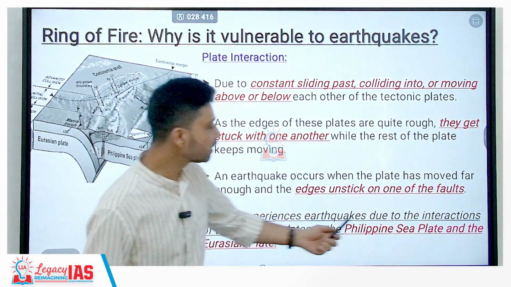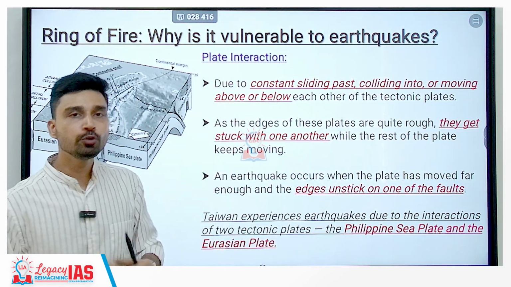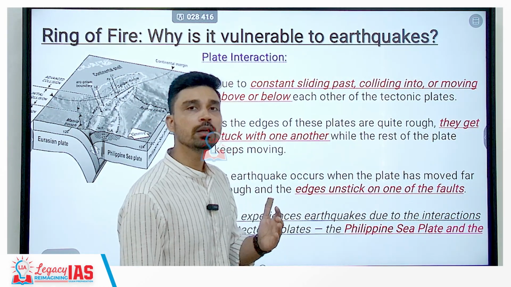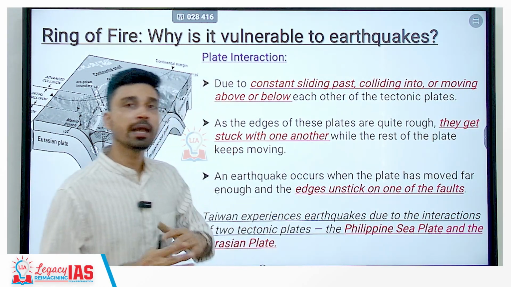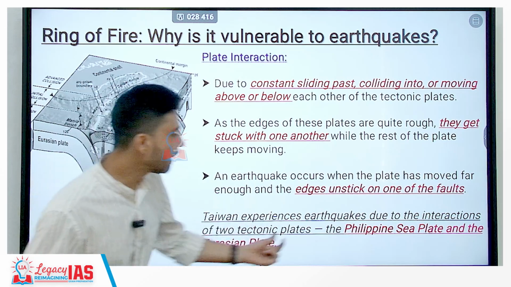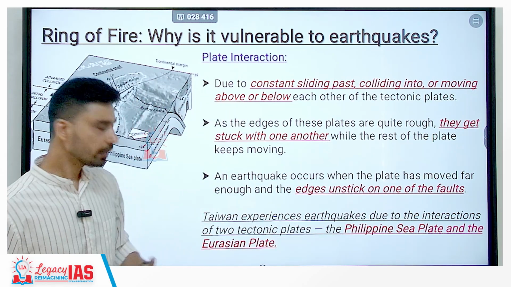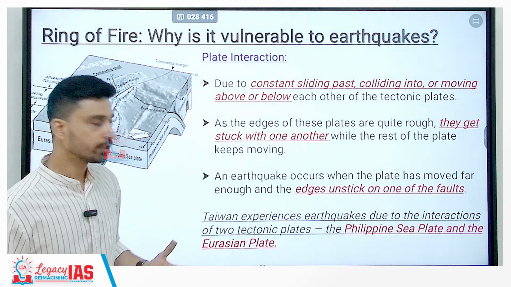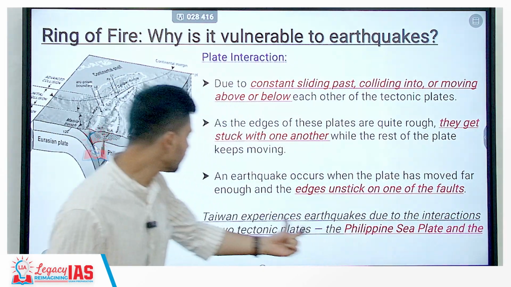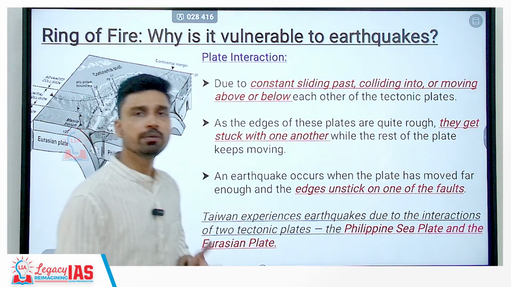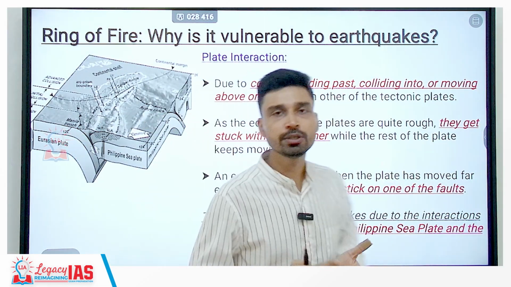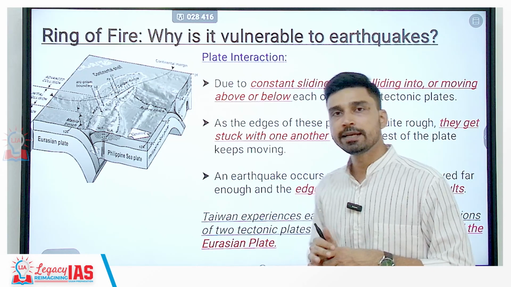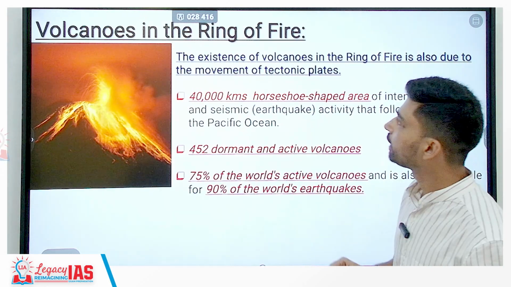Taiwan experiences earthquakes due to the interactions of two tectonic plates. On the one side, that is the eastern side of Taiwan, we have the Pacific Sea plate, and on the western side of Taiwan, we have the Philippine Sea plate. And also, if we talk about the northern side, we have the Eurasian plate. So largely the Philippine Sea plate, Eurasian plate and also the Pacific plate keep on interacting with each other, which causes a lot of disturbances around these areas, and this results in the occurrence of earthquakes here.